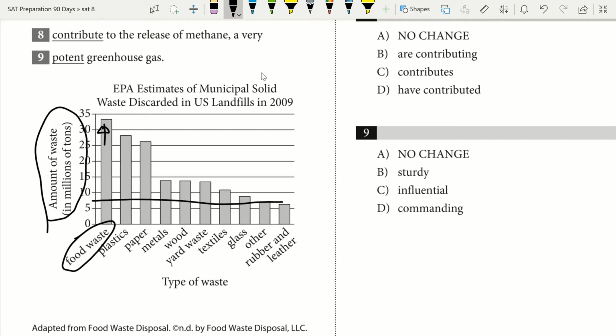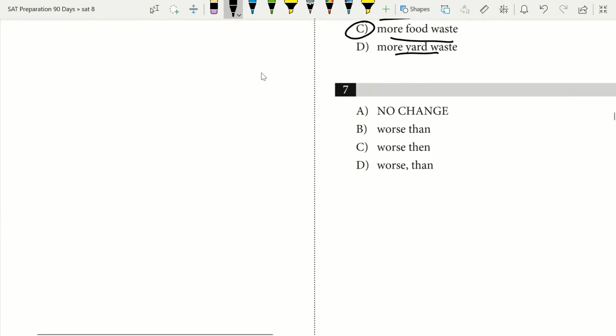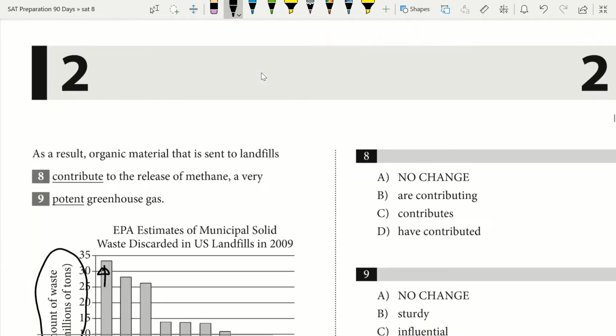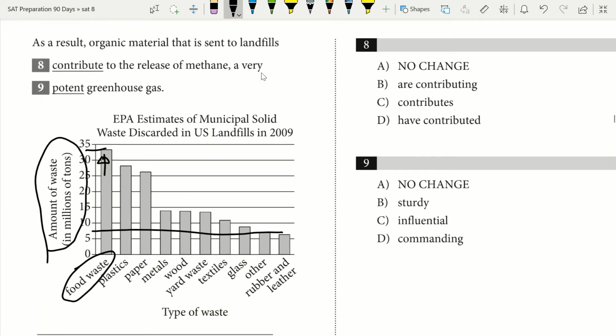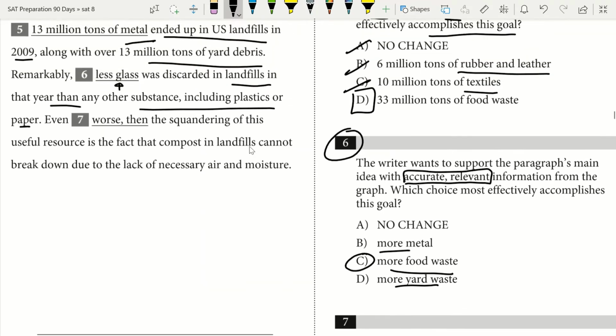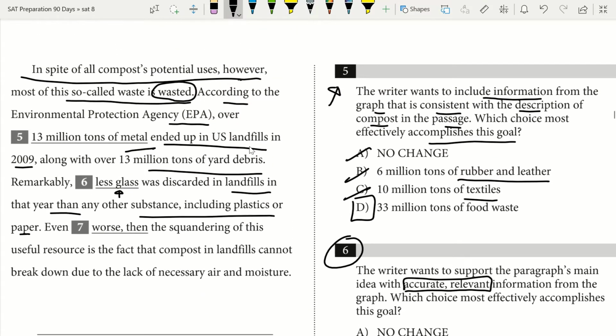So even though it's accurate to the graph, that doesn't mean it's the correct answer, because 33 million tons of food waste is also accurate to the graph and it supports our point. We want to use the one that's accurate to the graph and supports our point. So anytime you're dealing with a table or a graph, make sure it's accurate both with what you're saying in the passage and in the graph, and also that it supports your point in that sentence and in that paragraph as a whole.